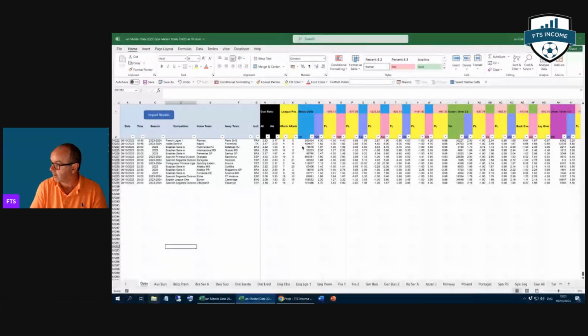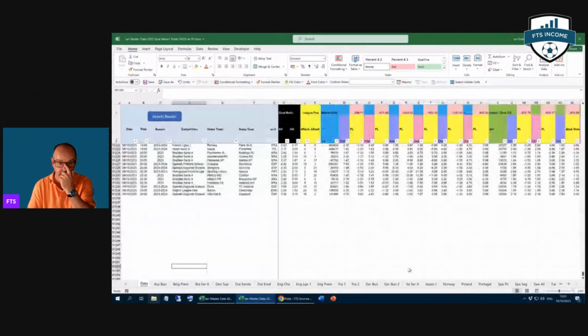So I'm just going to make the data a little bit bigger as we go. So this is basically the FTS data. This is my version. It goes back to 2017. The version we have on site goes back to 2020.